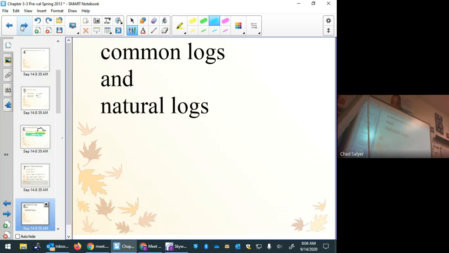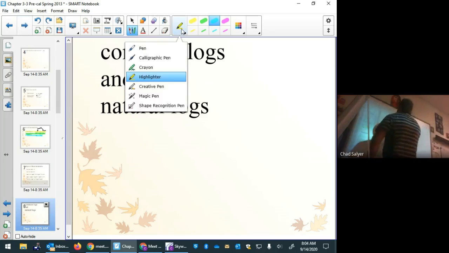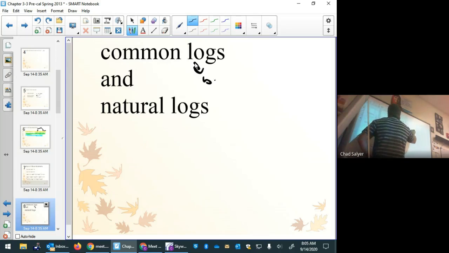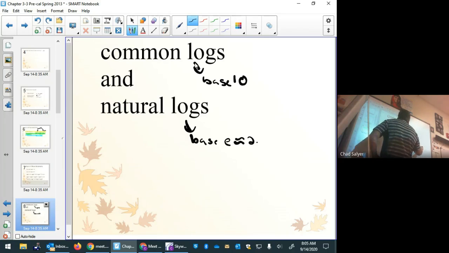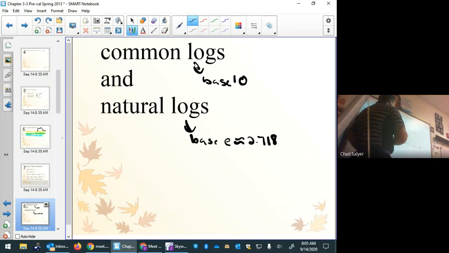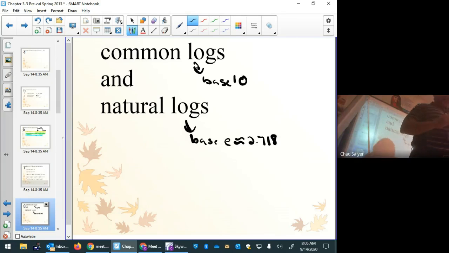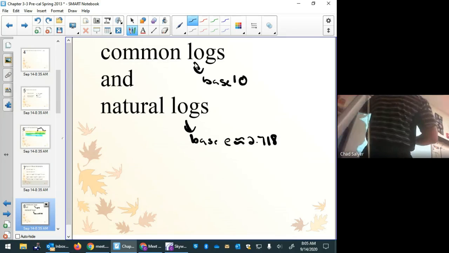No, the natural log has a specific base, and it's a special constant that we use a single letter to stand in for. E. E is correct, yes. E is the base of the natural log. So remember, the common log is base 10. The natural log is base E, which is about 2.718. So common log and natural log, those are the ones that are on your calculator, and they're the ones that are most frequently used.